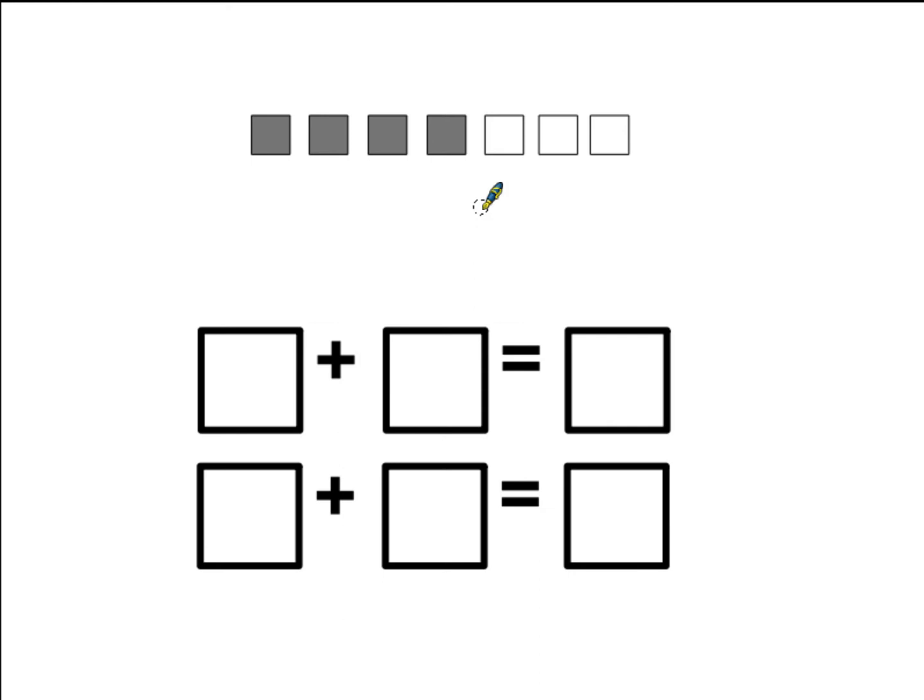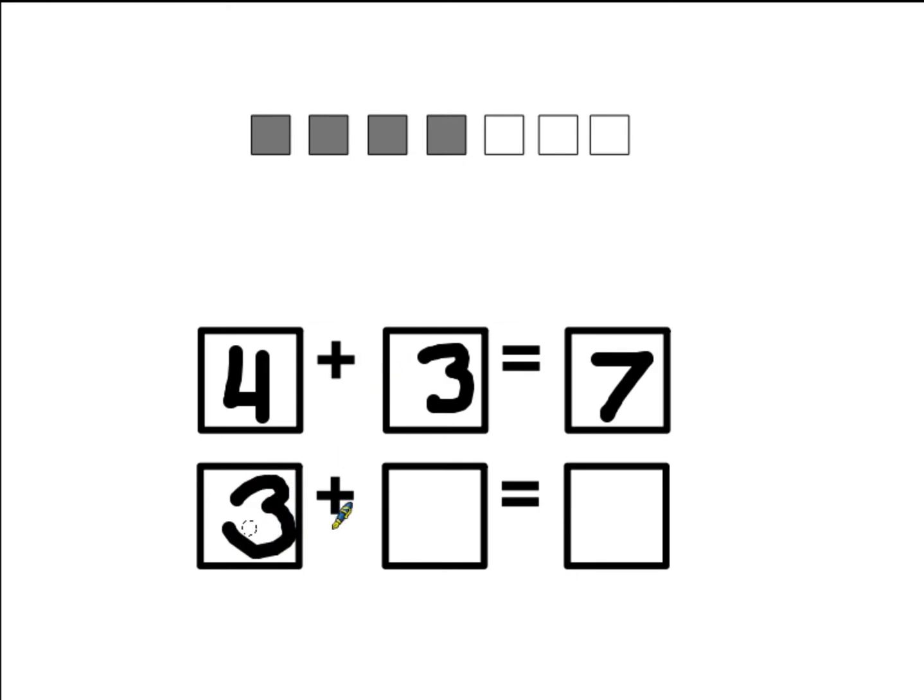You can pause me while you figure it out, because now I'm going to tell you. First we have 4, then we have 3, and if you count them, that's 7 altogether. So how do we do the next one? We don't start with this number. We're going to start with this number. 3 white ones and 4 gray ones is still 7 squares altogether.